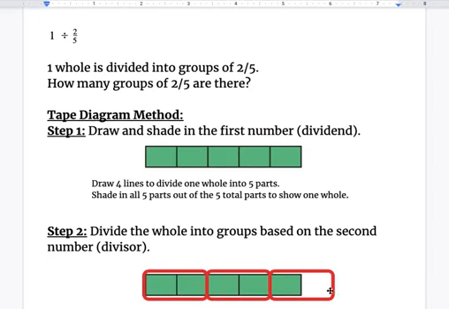Okay, so I'm doing this on purpose. I have one group of 2/5, I have two groups of 2/5, and this third group isn't quite there. So I'm leaving space for that second fifth that I don't have shaded in. So make sure that you pause the video and put this in your notebook.